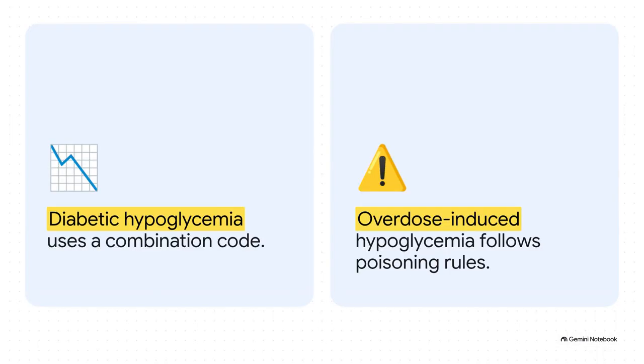It is absolutely crucial that you differentiate between a patient's natural diabetic hypoglycemia, which we report with a combination code like E11.649, and insulin-induced hypoglycemia caused by an overdose. The very second the hypoglycemia is caused by improperly taken medication or a pump malfunction, poisoning rules take over and your sequencing completely flips. You are no longer just coding a chronic disease, you are coding a toxic event.